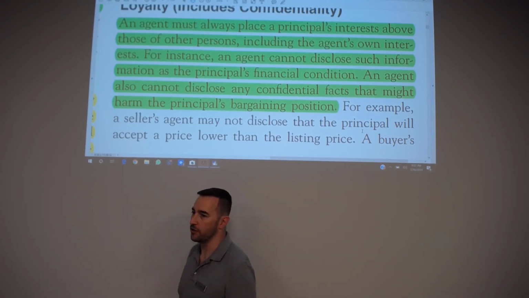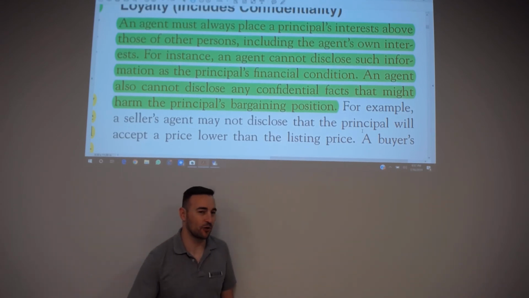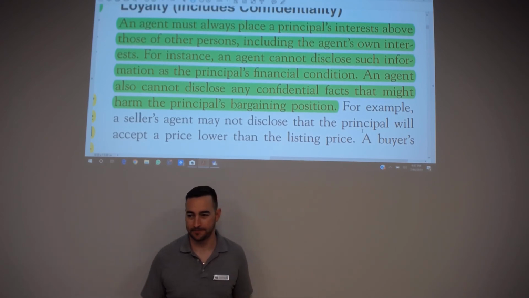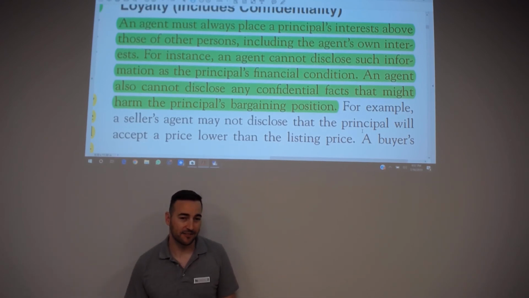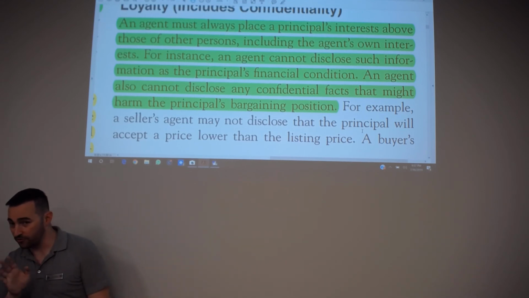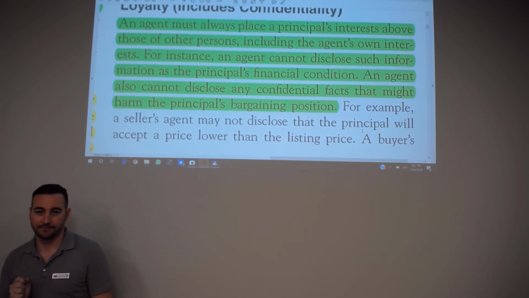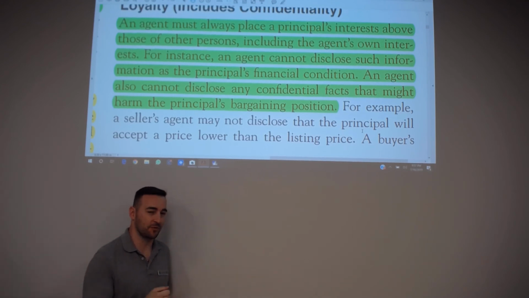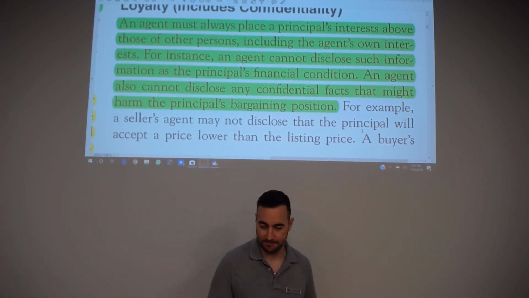Cool. So loyalty, be loyal to your client. Do not disclose anything that could affect them. But some agents say, hey, listen, they're going through a divorce. Anything you offer right now, as long as we close, we're good. Some agents really don't care. They just want the money. Okay?